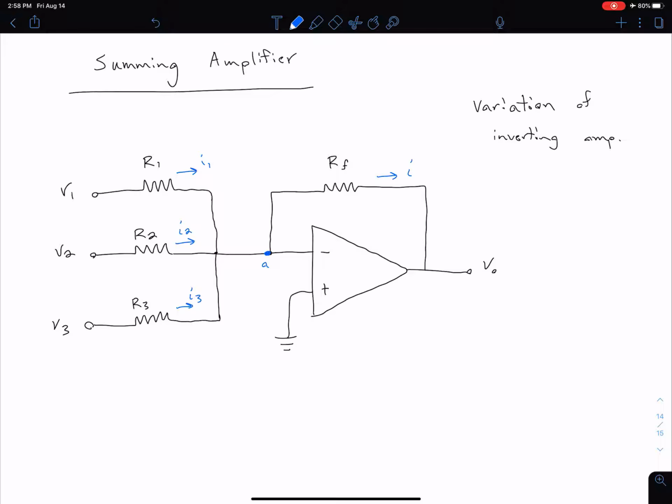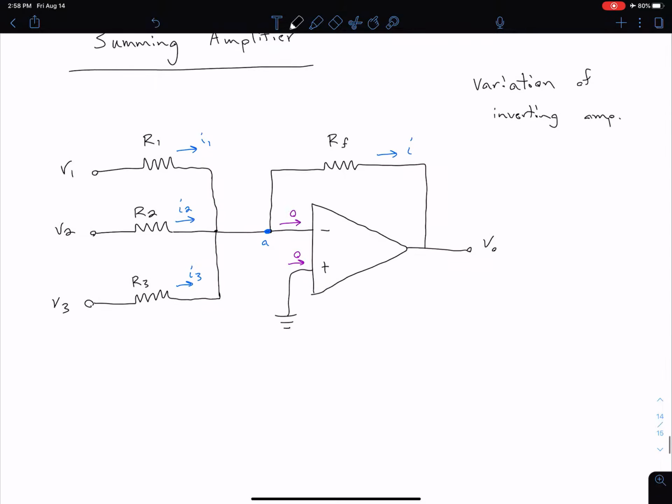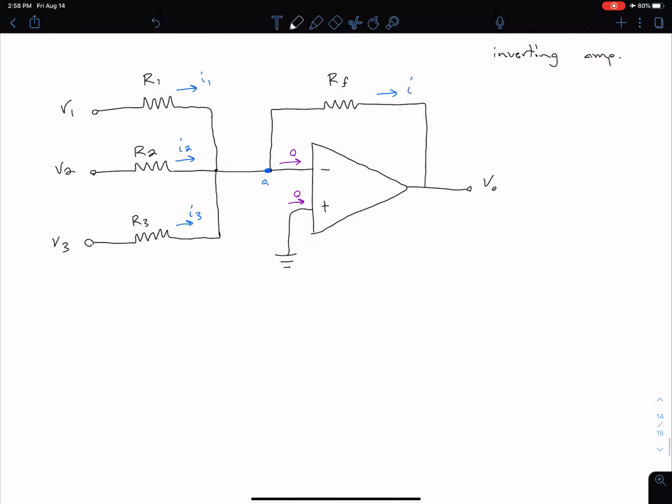Okay, so if we're going to analyze this circuit, and again our goal here is to get a general expression, just like with our other configurations, we can start with the two basic ideas of our ideal op-amp. Remember, one of the ideal principles of our op-amp is that we have zero current coming into our op-amp terminals. So we have zero current coming in here and here. What that means is if we do a KCL at node A, we just have the four currents that we just defined in blue there.